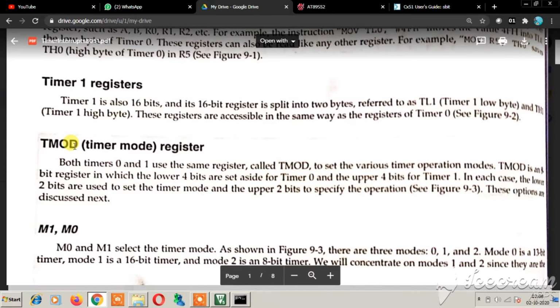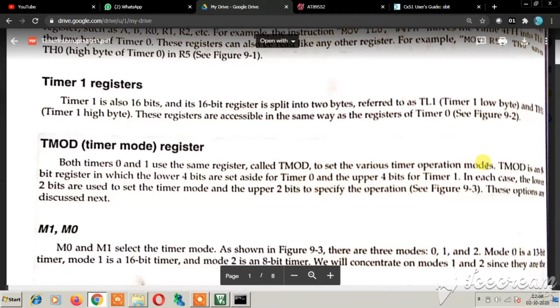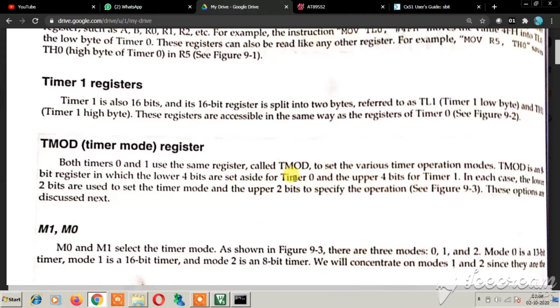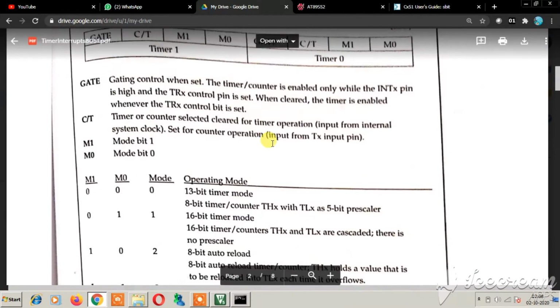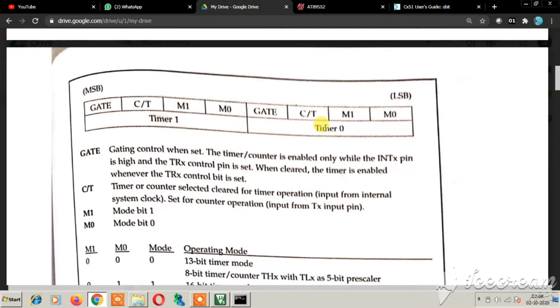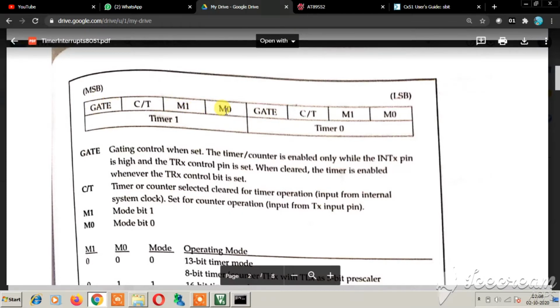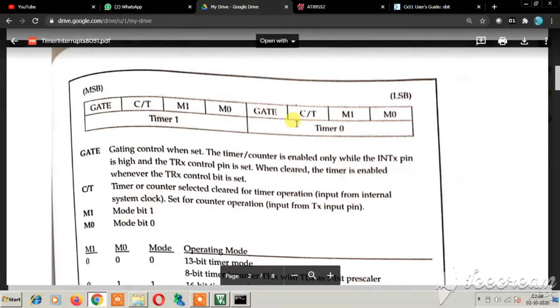Now comes the TMOD or timer mode register. Both timers, timer 0 and timer 1, use the same register called TMOD to set up the various timer operation modes. TMOD is an 8-bit register in which the lower 4 bits are set for timer 0 and the upper 4 bits for timer 1. So you can see this single TMOD register is used by both timer 1 and timer 0. Both these are identical. These 4 bits and these 4 bits are identical, one for timer 1, another for timer 0.